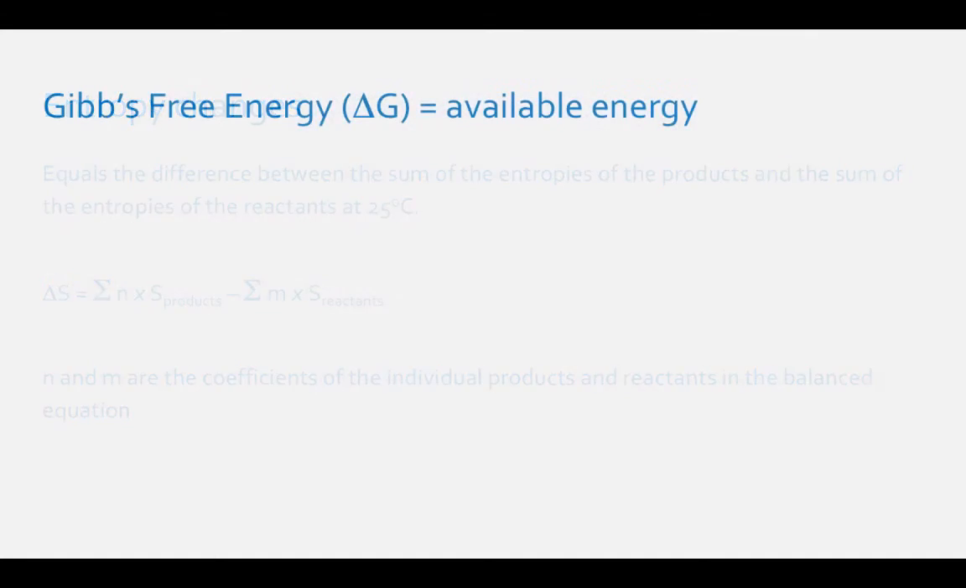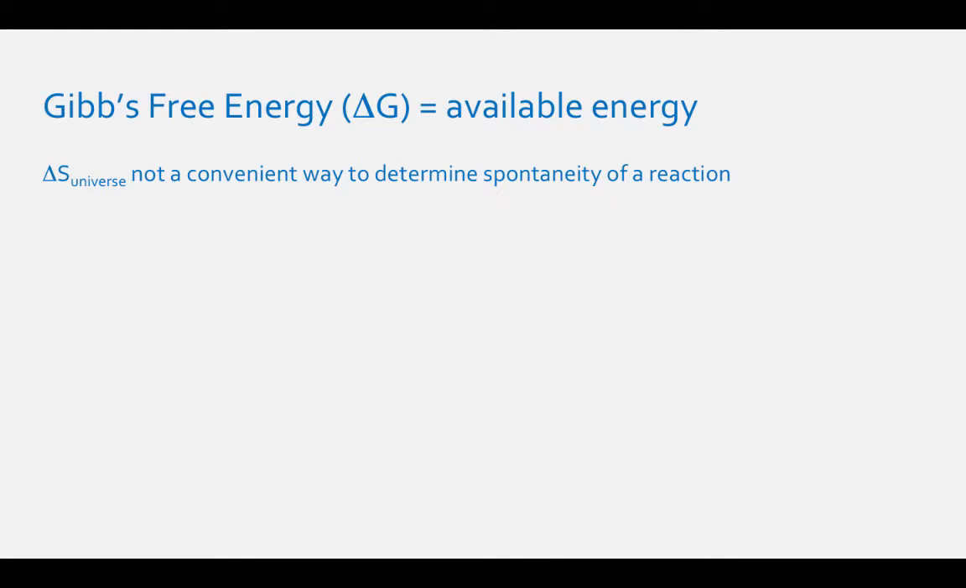Calculating delta S of the universe is not a convenient way to determine if a reaction is spontaneous or not, so we will introduce a new term to determine if a reaction is spontaneous. Gibbs free energy, which is represented by a delta capital G, or the available energy of a reaction.